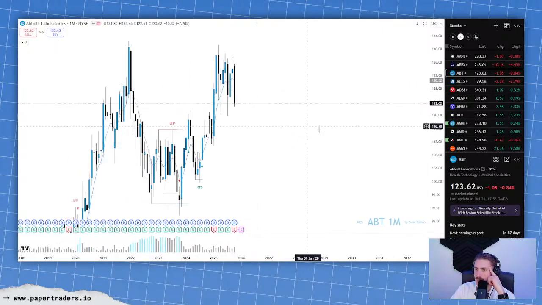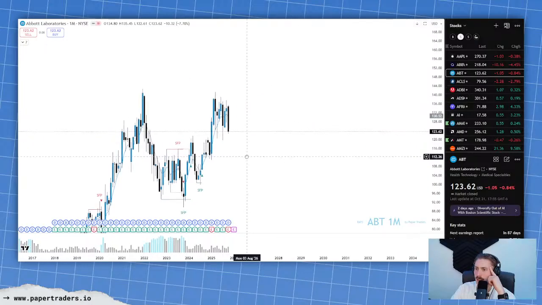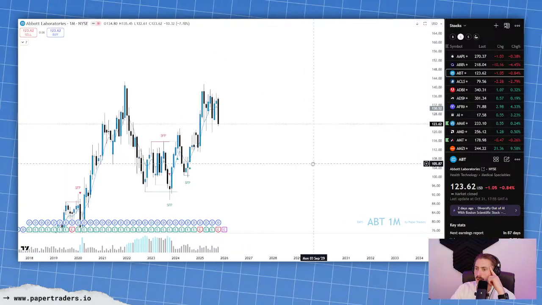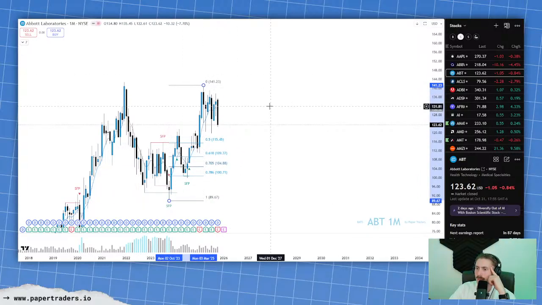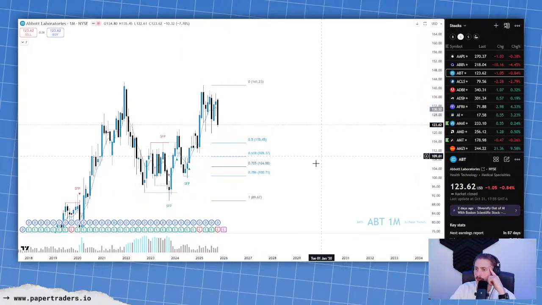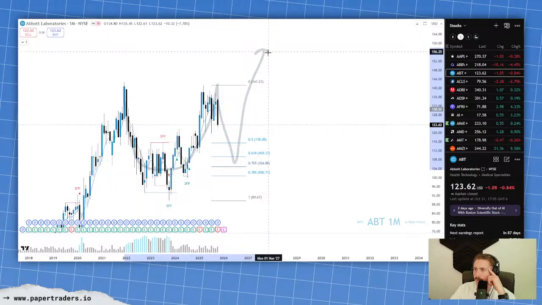ABT is next up. That kind of looks like shit. Yeah, I just ignored it because it looked shitty and choppy. I mean, possibility of like a cup and handle maybe, right? You got this guy going on here like that, and then go from there.